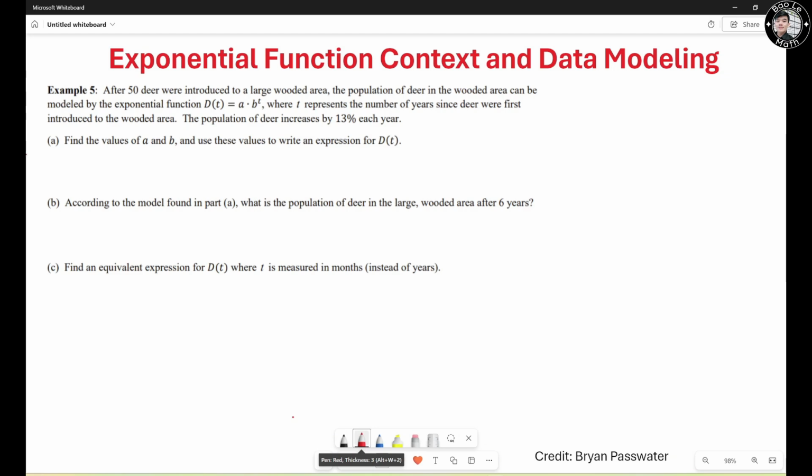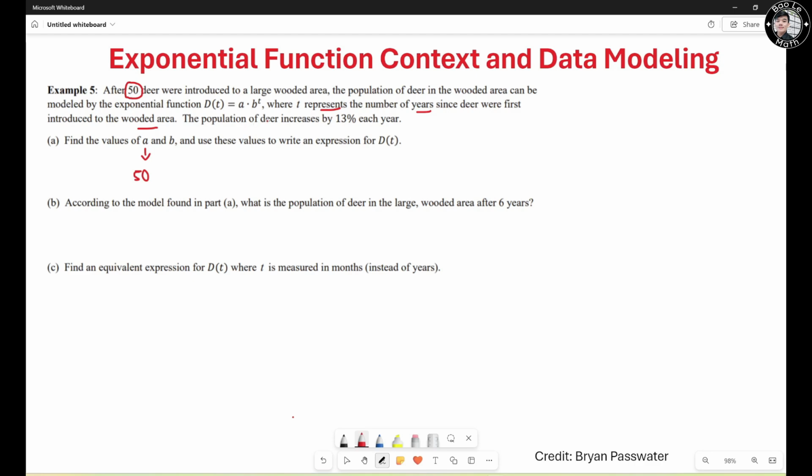Example number 5. So we see that the function is modeled by the exponential function right here: D sub t equals a times b to the t. T represents the number of years since they were first introduced to the area. So the first time they were introduced is 50, right? So this is the y-intercept or initial value, which is the a value right here. So a equals 50. Right, now we need to solve for b.